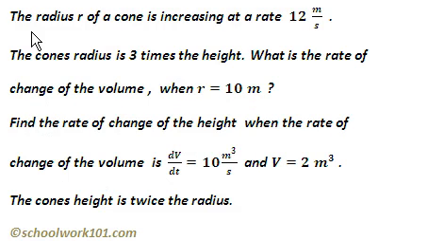Okay, well, we went ahead and took care of this first problem here. Now we're going to work on the second one. So we've got to find the rate of change of the height, so that's dH over dt, when the rate of change of the volume, which is dV over dt, is 10 cubic meters per second. And it says the volume is equal to 2 cubic meters. So we're looking for the height, that's dH over dt.